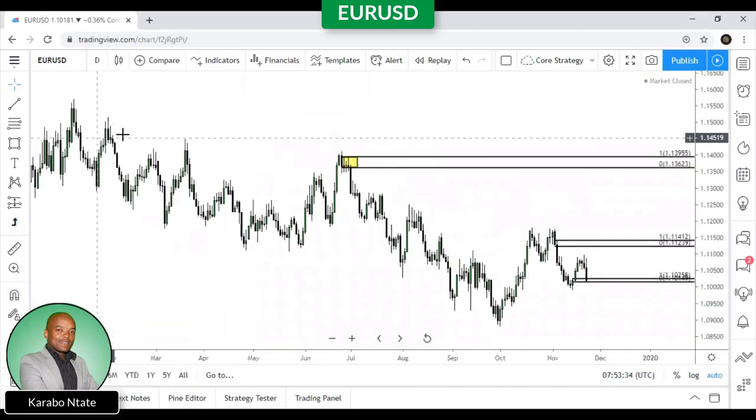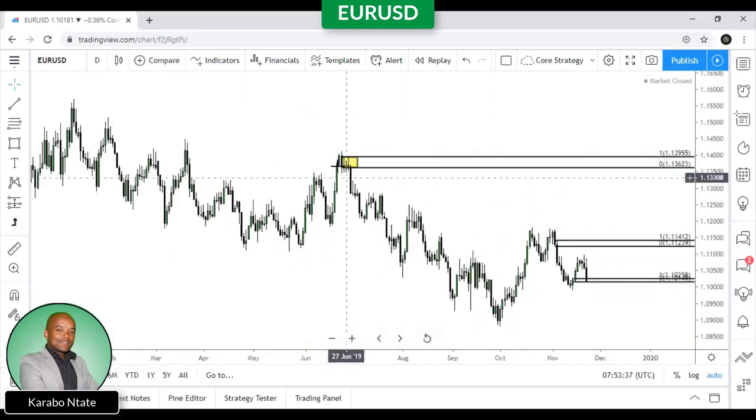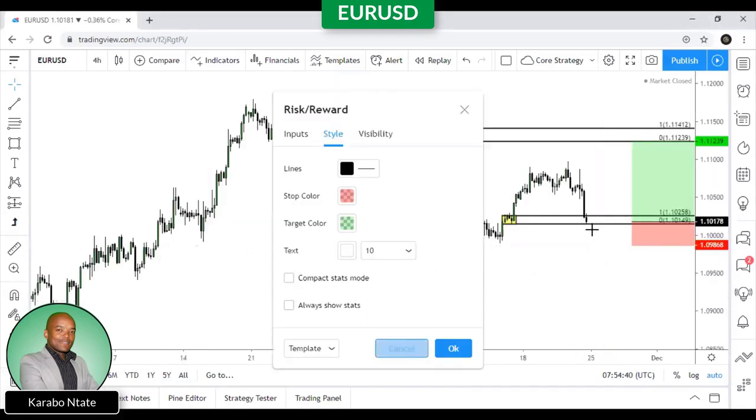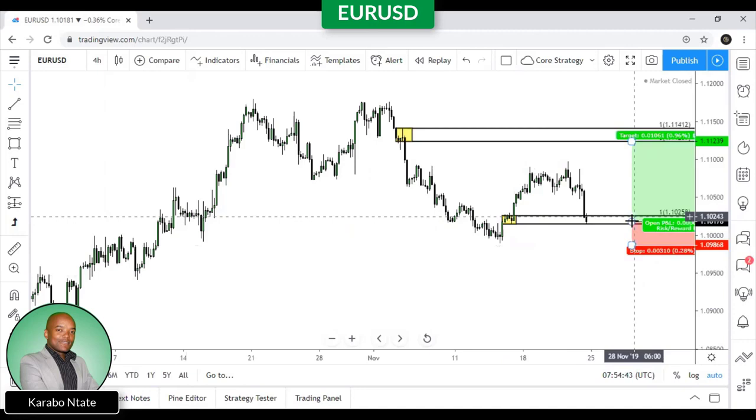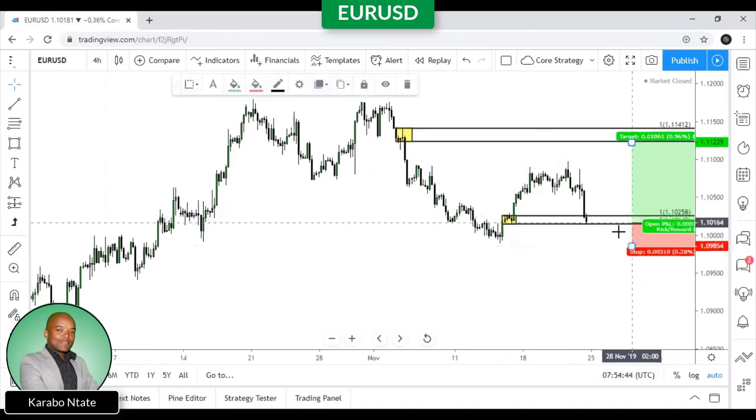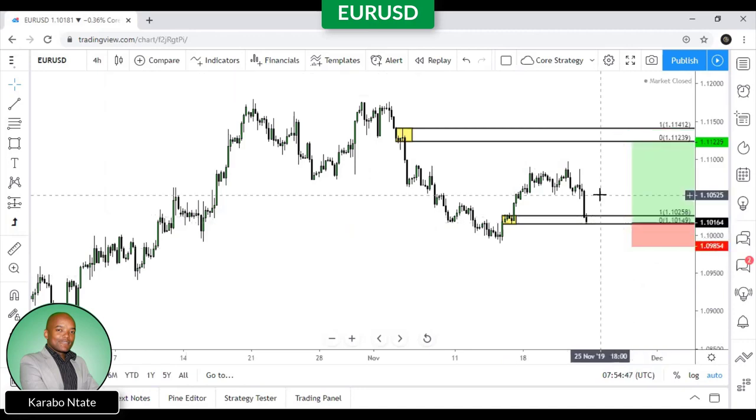So if I switch to the daily time frame, we have the supply zone above, which is similar to the demand zone on the dollar index. So we could see price rallying all the way to that supply zone before continuing to the downside. So this is the scenario I'm looking at on the Euro USD.